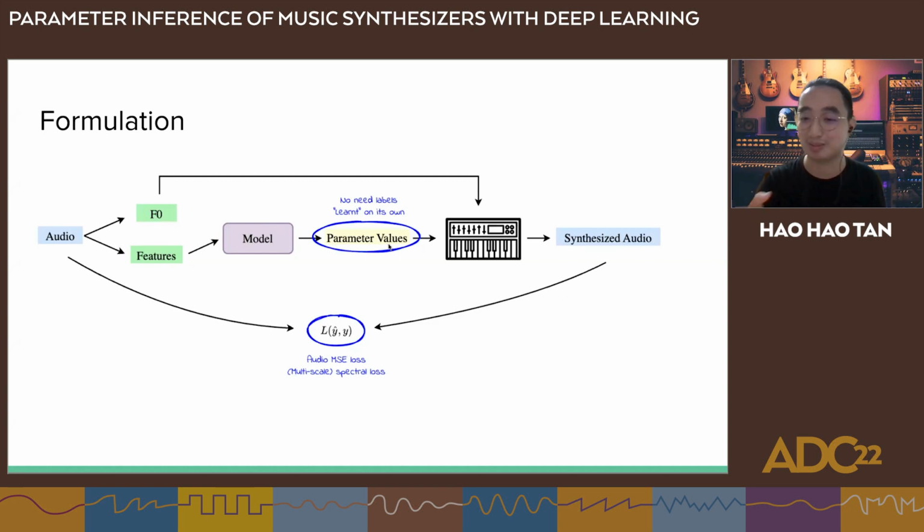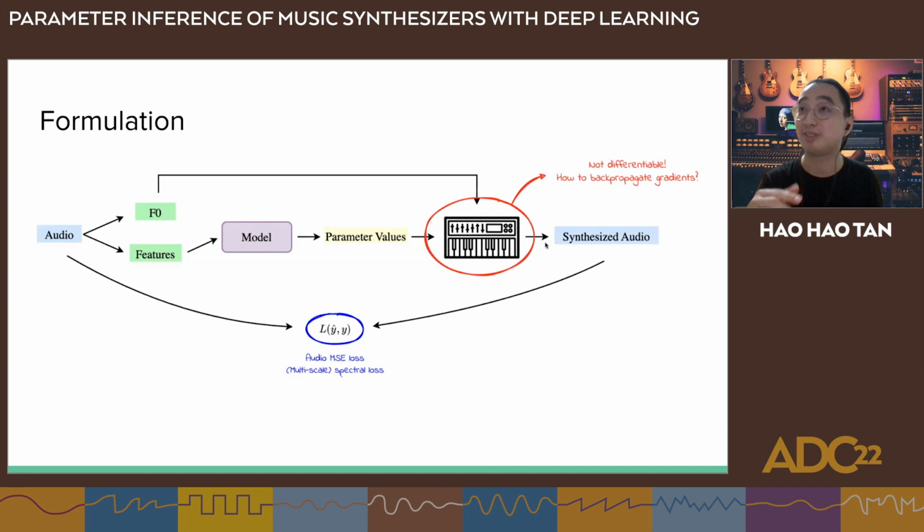Yeah, but there's a catch. We talked about differentiability just now, so you need to backpropagate the gradients. But all your VSTs, your synthesizers, are not differentiable. They can't backpropagate gradients. So how do you solve this problem, right?